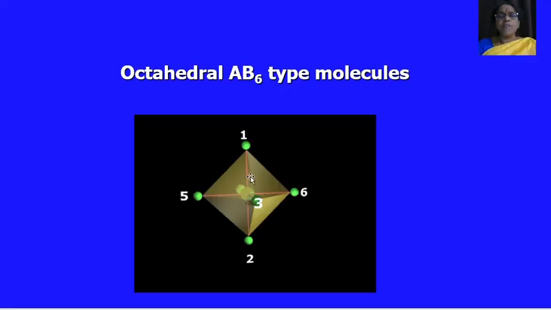Another example of a molecule possessing a center of inversion is the octahedral AB6 type molecule, such as SF6. These are square planar. These 4 are in the equatorial position and these 2 are in the axial position.